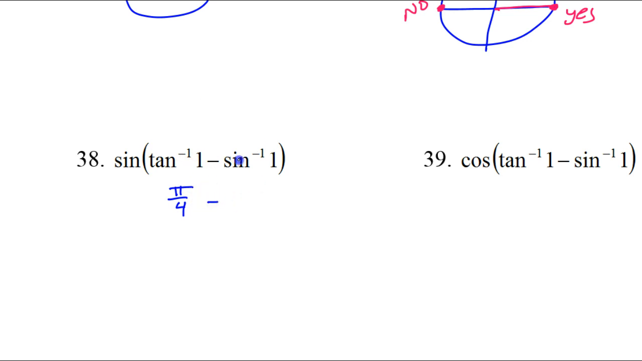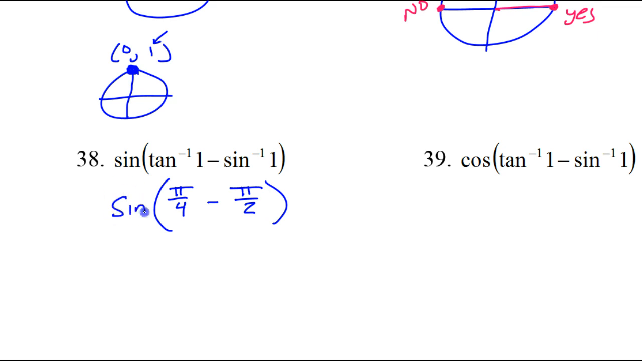Okay, minus. Inverse sine is the angle whose sine is 1. What angle has a sine of 1? On the unit circle, sine is the y value. This is the angle that has a y value of 1, because this is 0, 1. The y value is the sine function. So this is pi over 2.